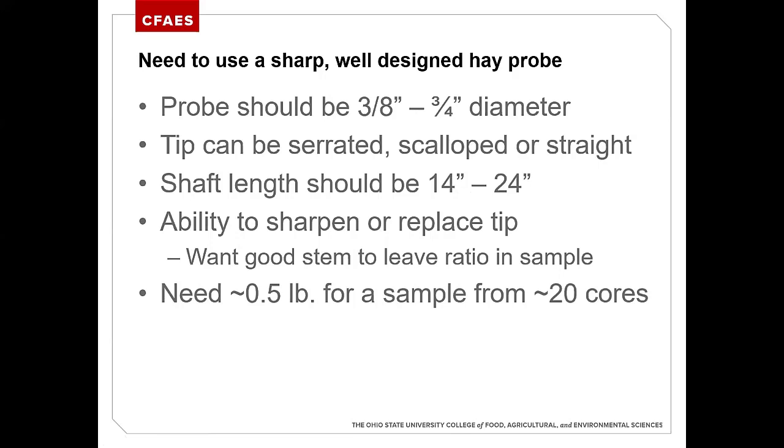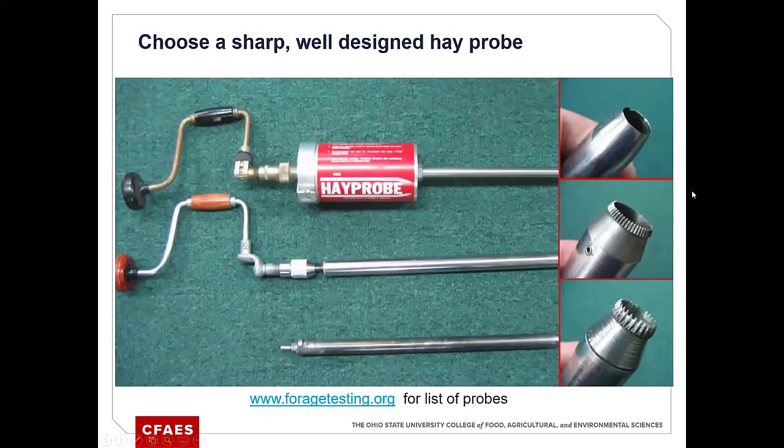The more accurate you want to be, the more samples you take. But about a half a pound of that sample will be adequate. Here's just 3 types here. This top one is the smooth edge. Probably be easier to sharpen than these other 2.